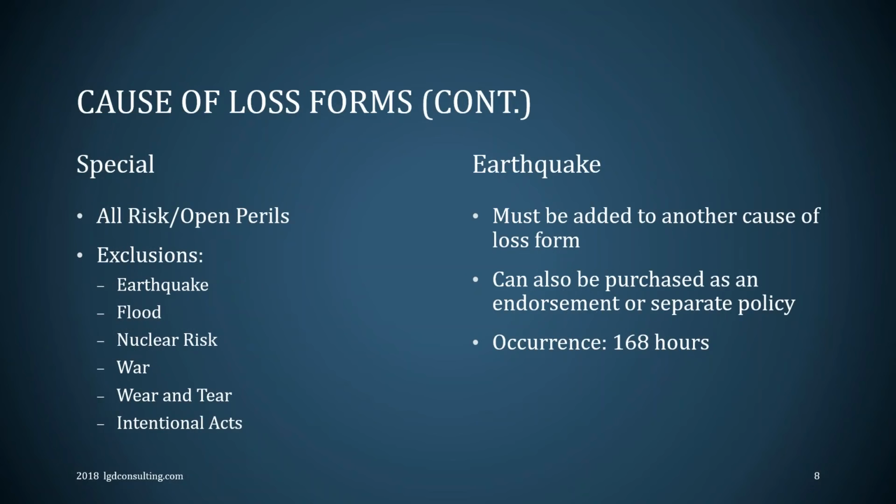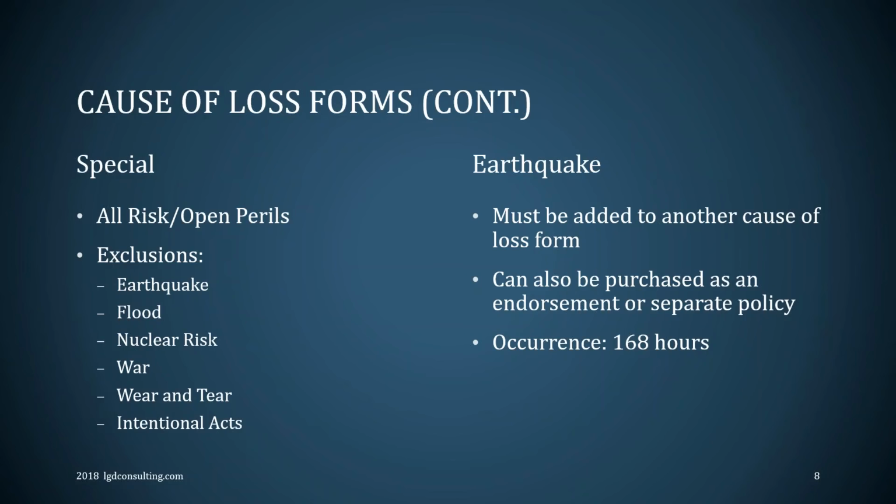Now, the special form is an all-risk or open peril form. Anytime you see special, always pay attention to exclusions. The main exclusions are earthquake, flood, nuclear risk, war, wear and tear, and intentional acts. Those are not covered by insurance. Wear and tear is never covered by insurance. And intentional acts, that's when you damage your own property. We're not going to cover that either.